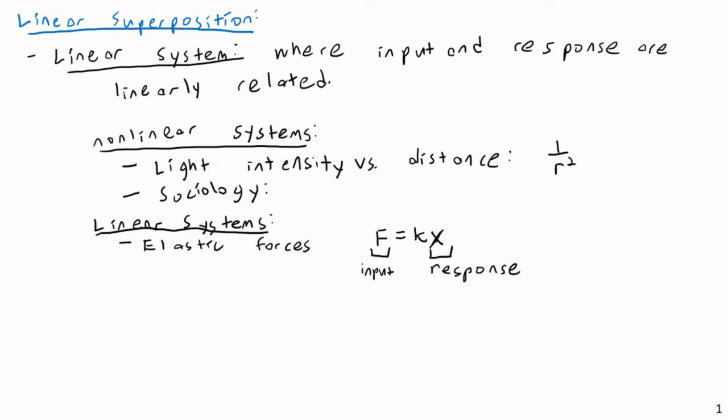For a simple ideal spring, if I double the force that I apply to it, I double the displacement I get from that. If I triple the force, I triple the displacement. This is a purely linear system.